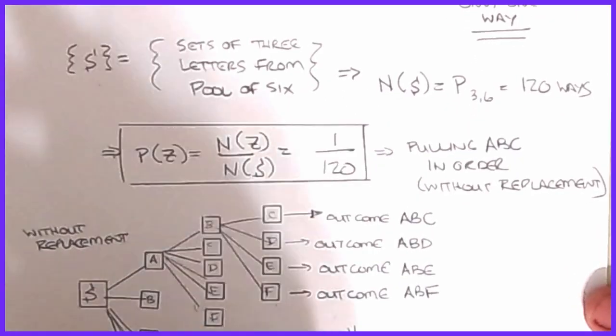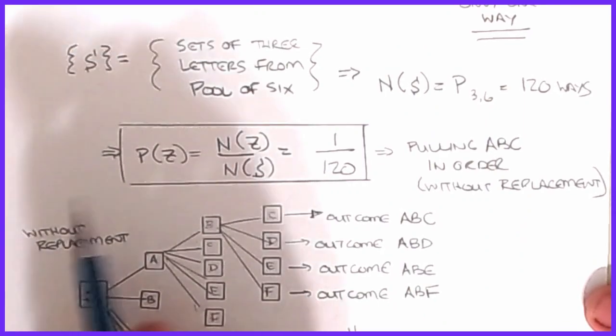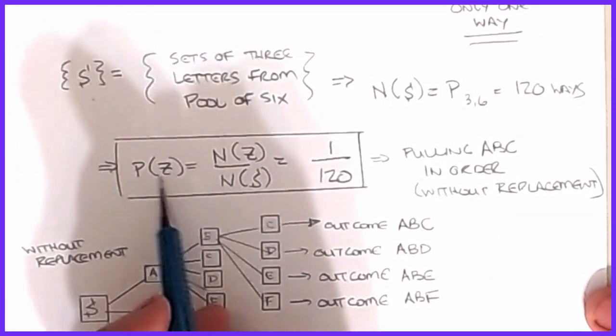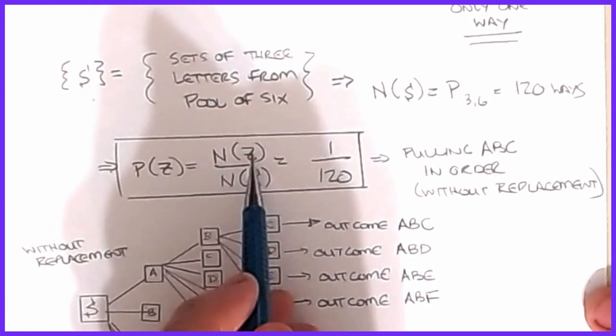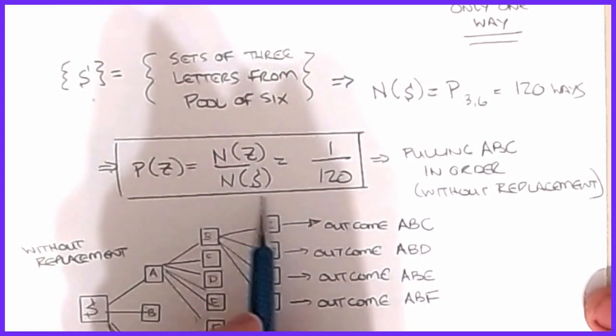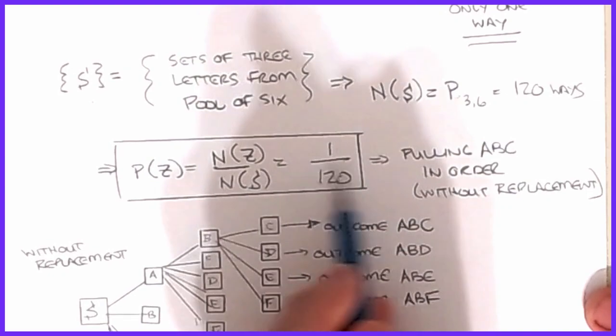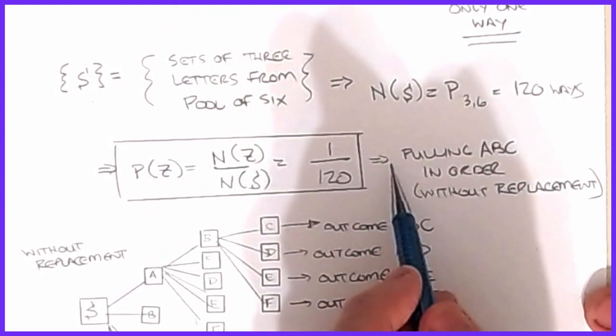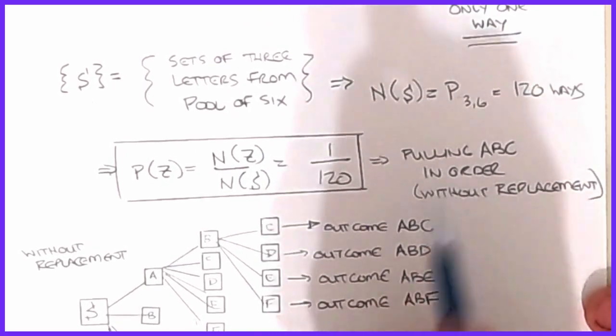All right, so the probability of this event of getting those 3 items in the order that I want, A first, B second, C third, is the probability of Z, which is the number of ways of Z over the number of ways of S, our sample space. That is 1 way over 120 possible unique ways, which is the probability of pulling, in order, the letters A, B, and C.